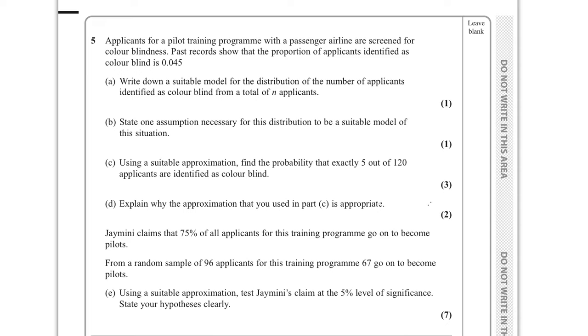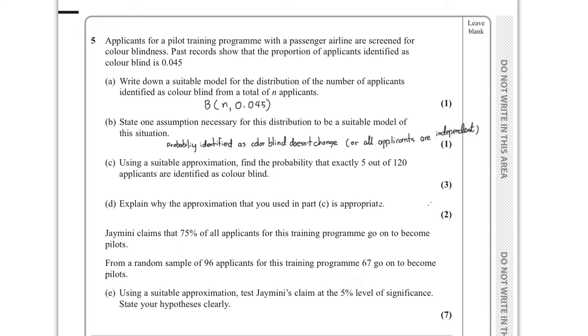Well, judging from this situation with probability, and we have n applicants, it seems like we have a binomial distribution. So you can write it as a binomial distribution of n applicants with a probability of being colorblind, which is 0.045. In question B, state one assumption necessary for this distribution to be a suitable model. Since the probability of being colorblind is 0.045, it doesn't change over the course, so you can just say that the probability is fixed. That is one assumption. Or you can simply say that all applicants are independent of each other.